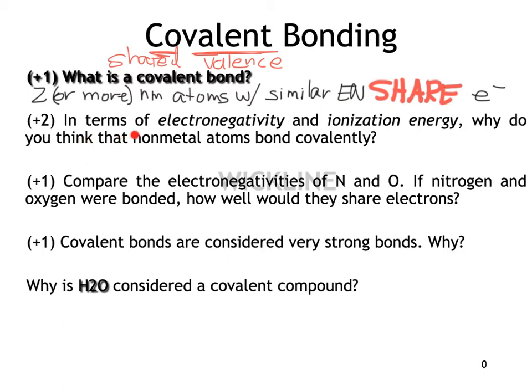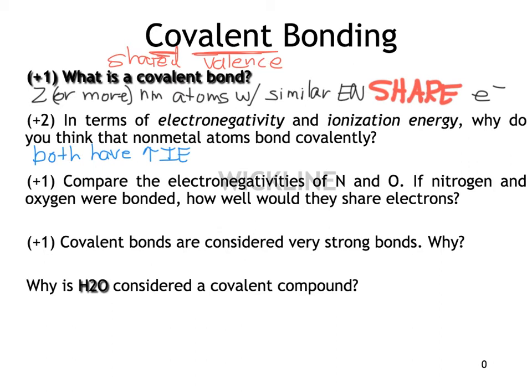So in terms of electronegativity and ionization energy, why is it that non-metal atoms bond covalently? So the truth is, both of the non-metal atoms are going to be on the top right of the periodic table, and on the top right of the periodic table you have the highest ionization energies.